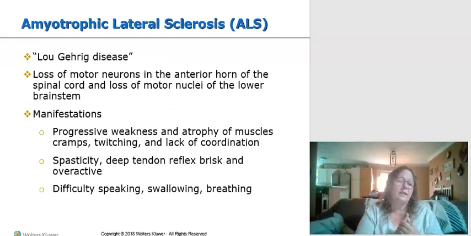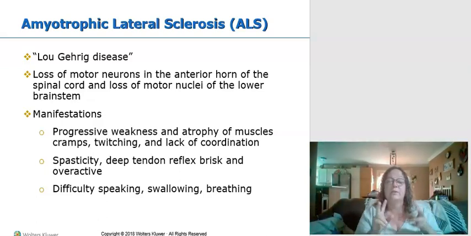All right, ALS. This is amyotrophic lateral sclerosis, or Lou Gehrig's disease. This is a loss of motor neurons in the anterior horn of the spinal cord and a loss of motor nuclei in the lower brainstem. So the manifestations are progressive weakness and atrophy of the muscles, muscle cramps, twitching, loss of coordination, spasticity, deep tendon reflexes that may be brisk and overactive in spasticity, and difficulty speaking and swallowing.